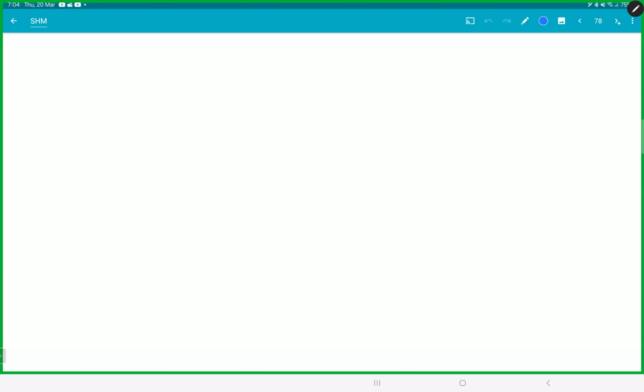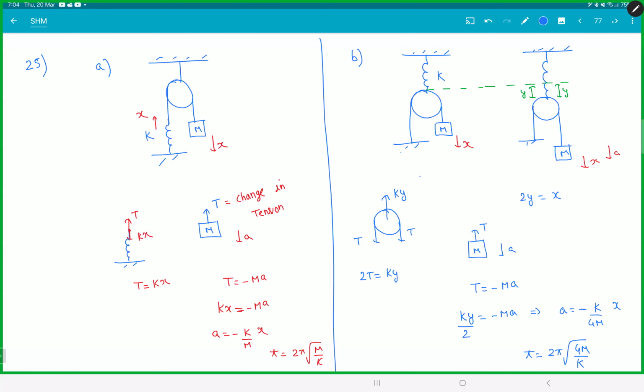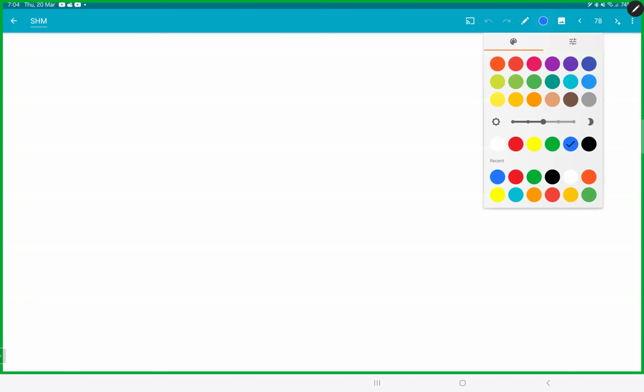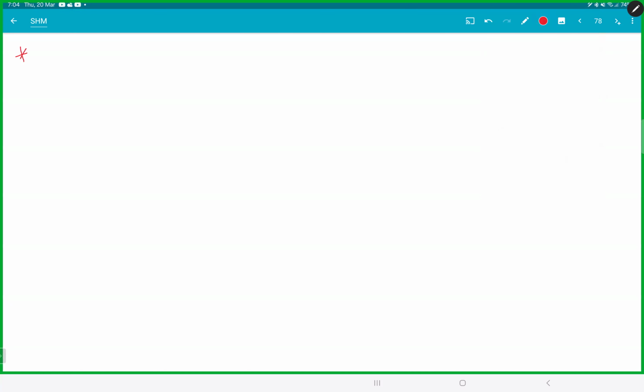Now there is a much faster way of doing this. Equivalent spring. So this actually comes from work, power, energy. Think of it like this. Let's say there are some n number of springs, a lot of springs, and I want to replace all these springs with one spring so that I can solve the problem.